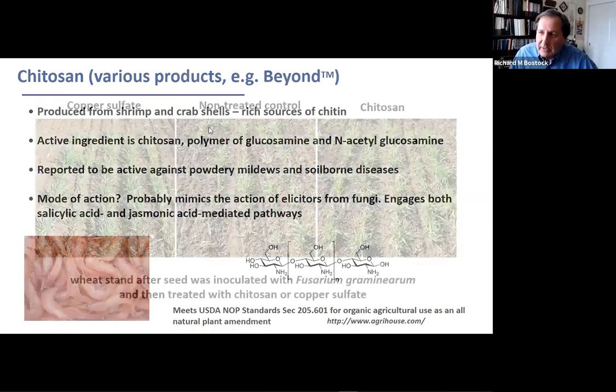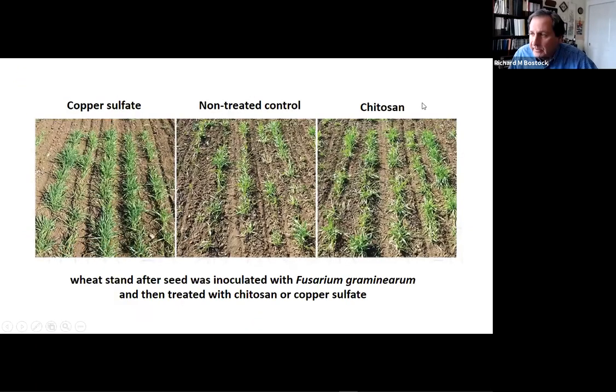This shows you a comparison of copper sulfate versus chitosan in wheat seed that was inoculated. First, the seed was treated with copper, and they were inoculated with Fusarium graminearum, the soil-borne pathogen. You can see the difference in the stand: the non-treated control looks pretty lousy. The chitosan treated looks as good as, or pretty good compared to, the copper sulfate.